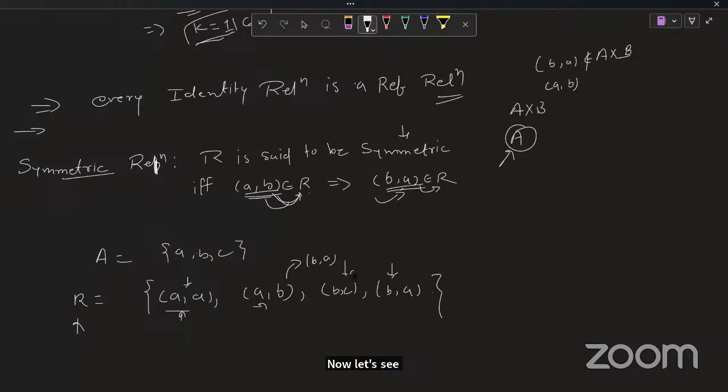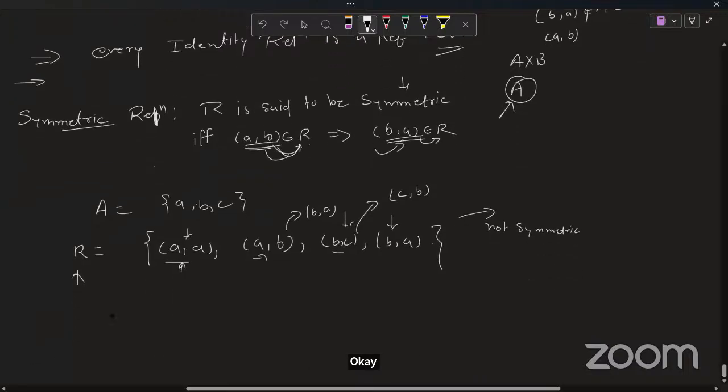Now let's move to the third one, (b, c). The symmetric part of (b, c) is (c, b). Now check whether (c, b) is there or not. So (c, b) is not there, so it's not symmetric. Yes, sir. Not symmetric.